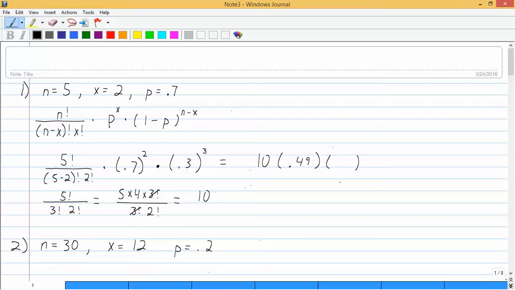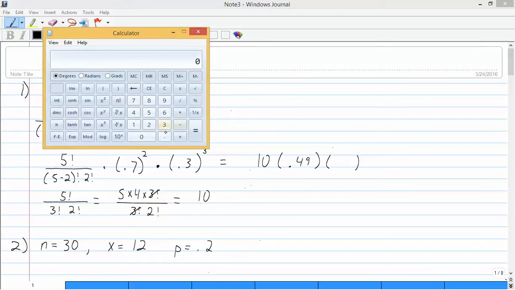So 10 times, we have 0.7 squared. That's 0.49. Times 0.3 cubed. I'll do that in a calculator to make sure I don't mess up a decimal place. On this Windows calculator you have an X to the Y button, and most calculators, if you don't have a little up caret for a power, use X to the Y or Y to the X. So 0.3 X to the Y, raised to the third power equals 0.027.